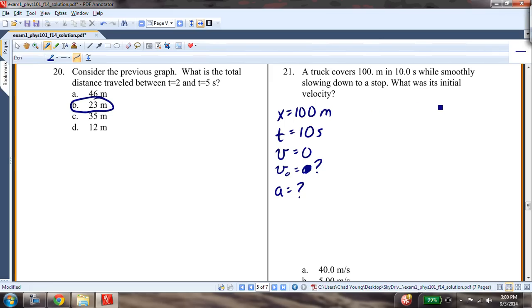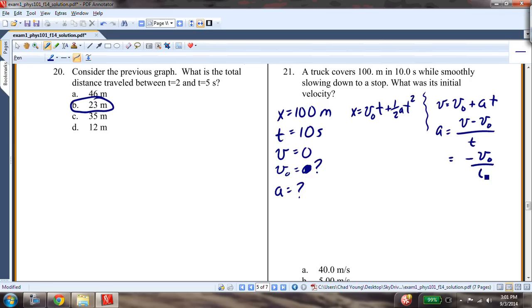So let's write our two equations down. I have here v equals v naught plus at. And then I also have x equals v naught t plus 1/2 at squared. Now notice both of these equations have two unknowns in them. So I'm going to have to substitute one into the other. I'm going to solve this equation for a, because I want to eventually solve for v naught, and so I want to put a in terms of v naught. So a is equal to v minus v naught divided by t. V is 0, so I'm just going to say it's negative v naught over t.